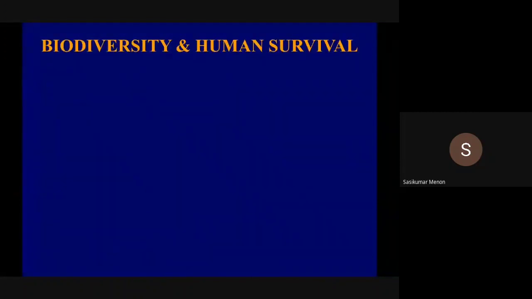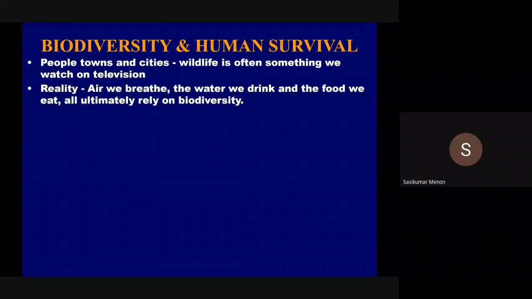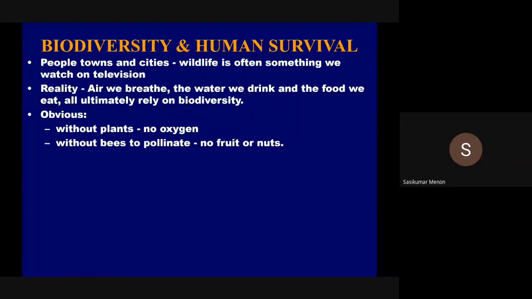Now, how is it linked to human survival? People in towns and cities know wildlife as what we see on television, but in reality, we all know that the air we breathe, the water we drink, and the food we eat are all related to biodiversity. So there is an obvious link between human lifestyle, human life, and biodiversity, some of which are very obvious, like without plants, we don't get oxygen, or without bees to pollinate our flowers, we will not get fruits and nuts.